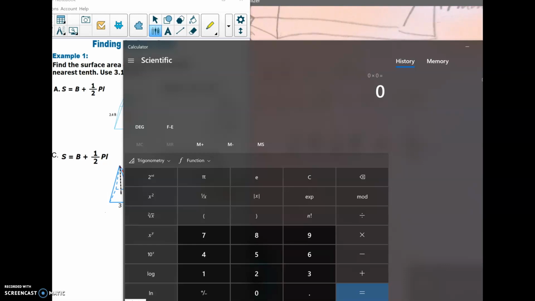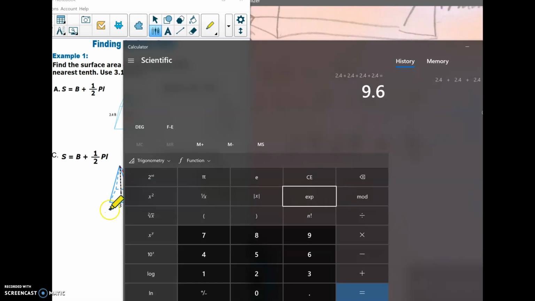So do that first. Whoops. Doesn't want to get my 2. 2.4 plus 2. This calculator is not being my friend. My number lock was on.